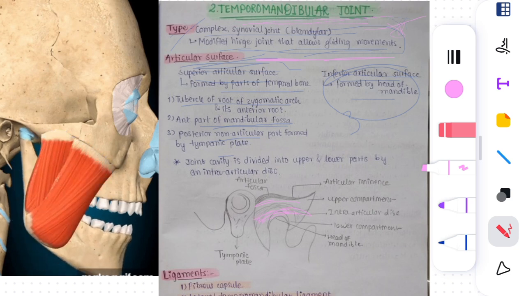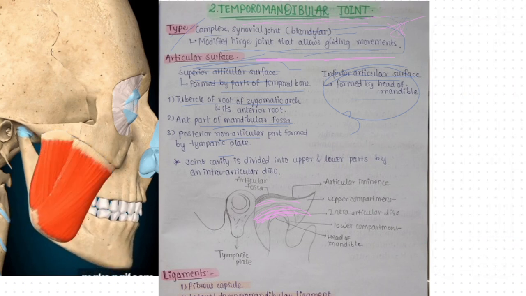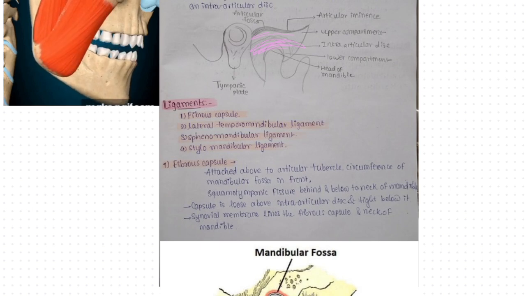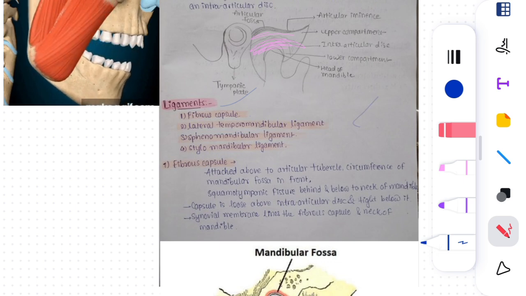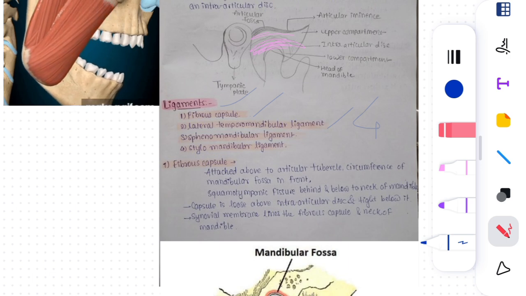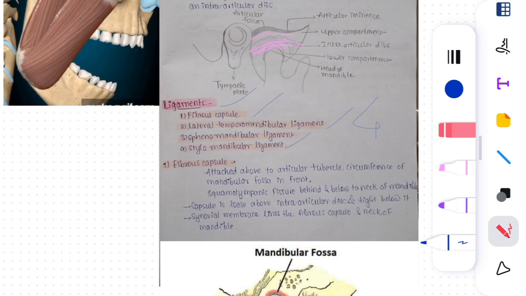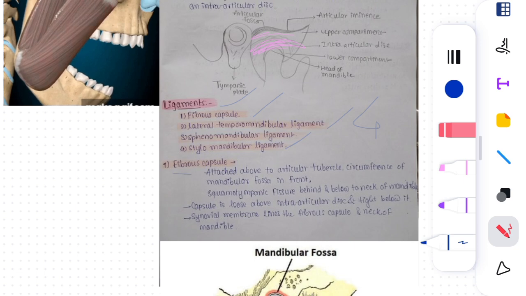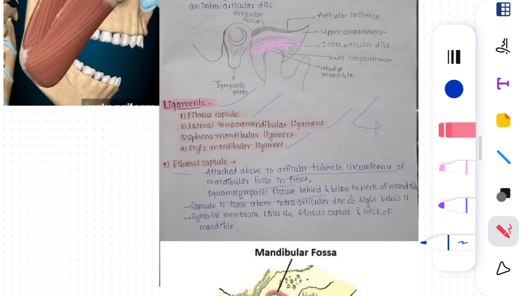Next we will see the ligaments of the joint. The fibrous capsule is common for most joints. Then we will see the fibrous capsule. The second one is the lateral temporomandibular ligament, then the spinomandibular ligament and the stylomandibular ligament. The inferior articular surface is the mandible, so three ligaments are related to the mandible: lateral temporomandibular, spinomandibular and stylomandibular ligament. Let's see the detail of the fibrous capsule.